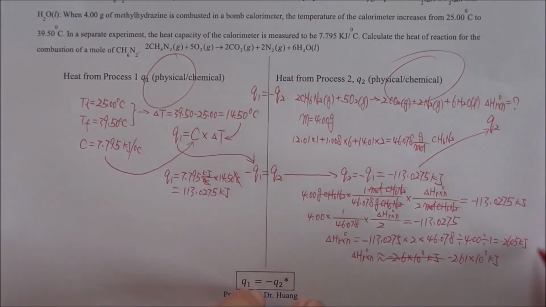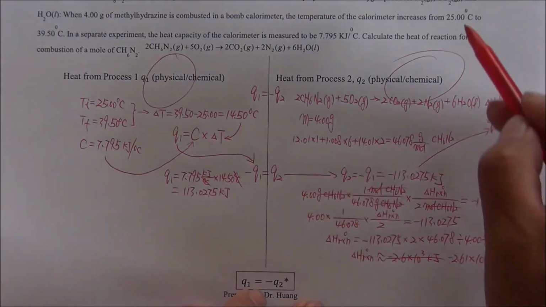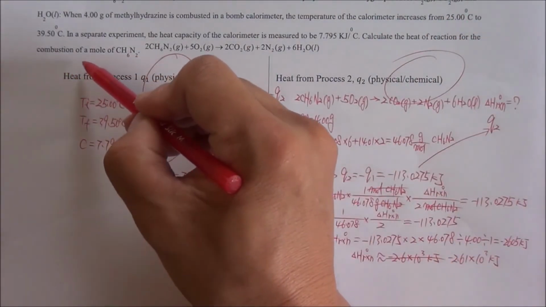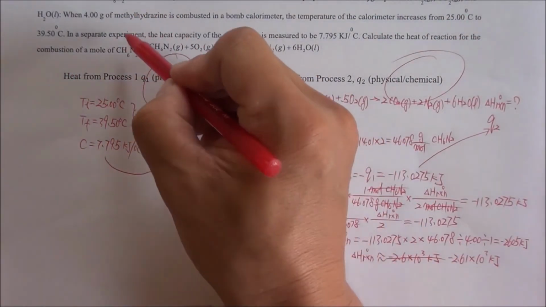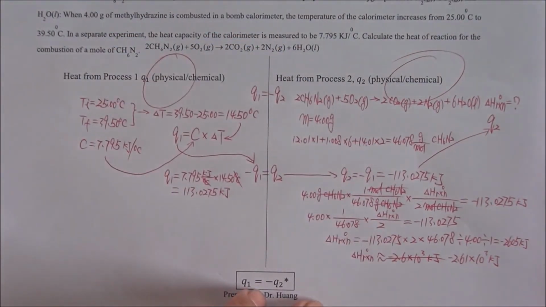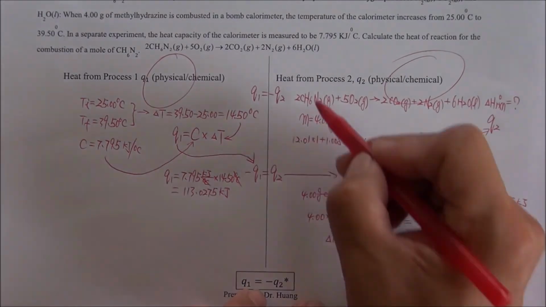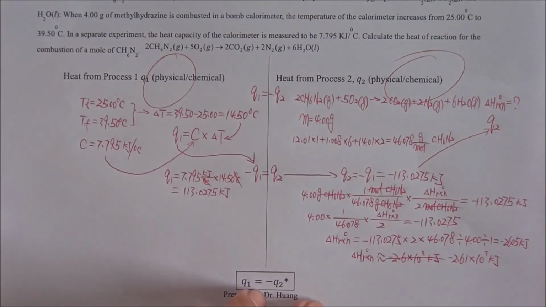I converted this number into scientific notation because the answer needs to have 3 significant figures from our calculation. It seems this should be the final answer. However, when you read the problem, we need to calculate the heat of reaction for the combustion of a mole of methyl hydrazine. But from the chemical equation, this delta H reaction is for 2 moles of methyl hydrazine. Therefore, our final answer should be this value divided by 2.